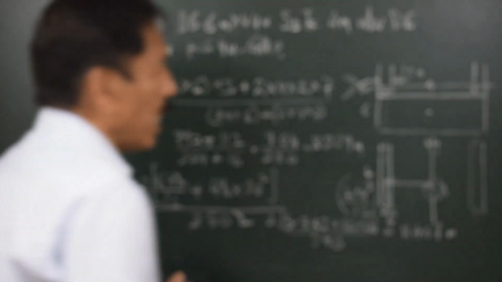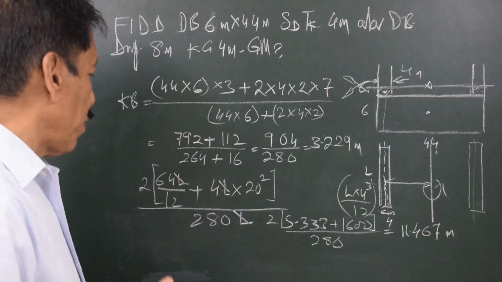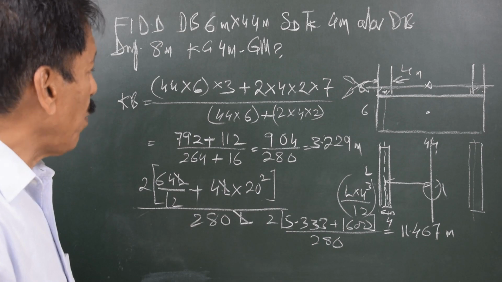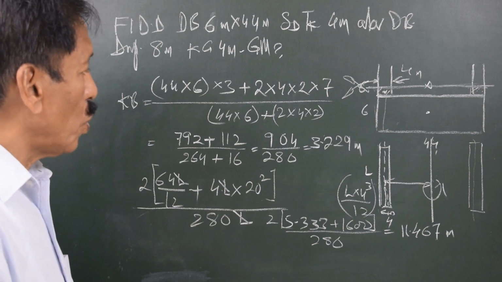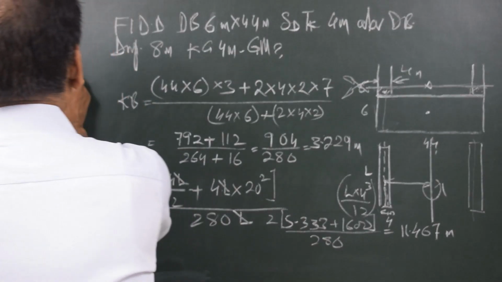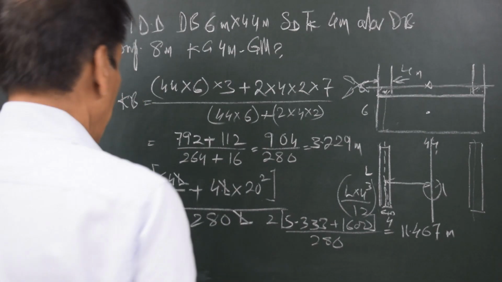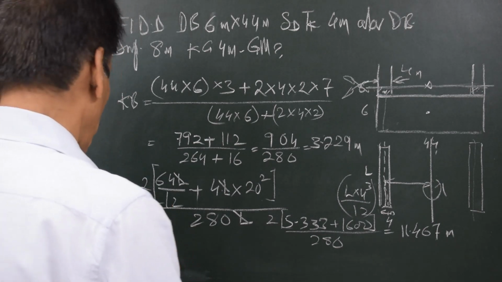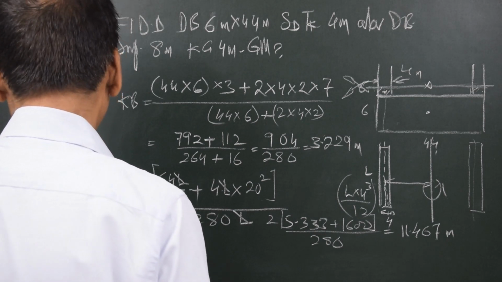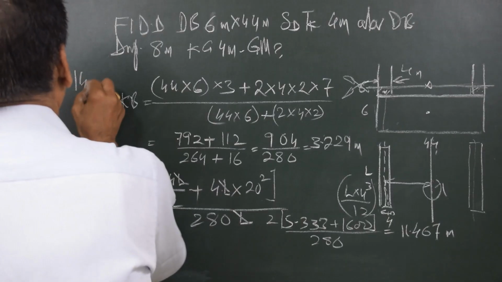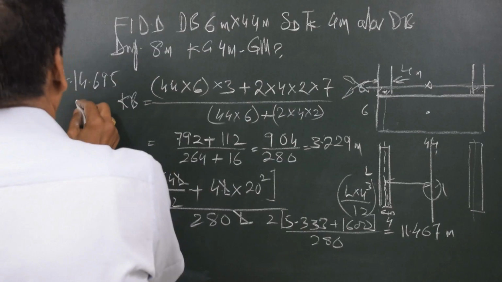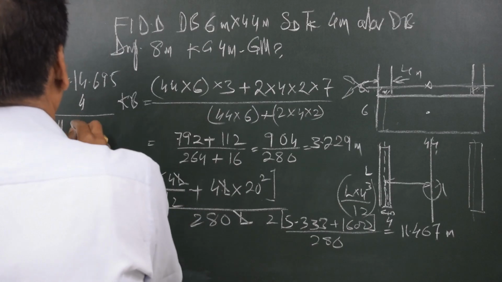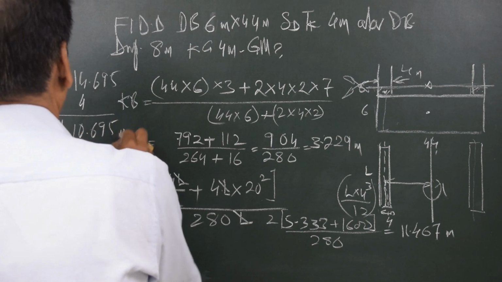11.467 meters is the BM, that is I upon V. So 11.467 plus KB. KB we have got is 3.229. So I have KM is equal to KB plus BM, that is 11.467 plus 3.229. That gives me 14.695. And I have KG, which is equal to 4 meters. That means the GM of the Drydock is 10.695 meters.